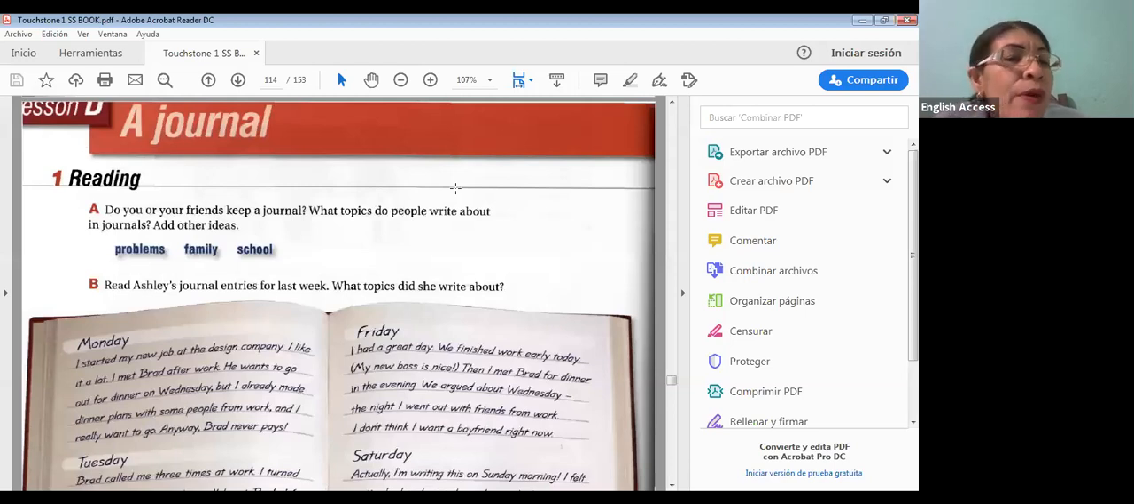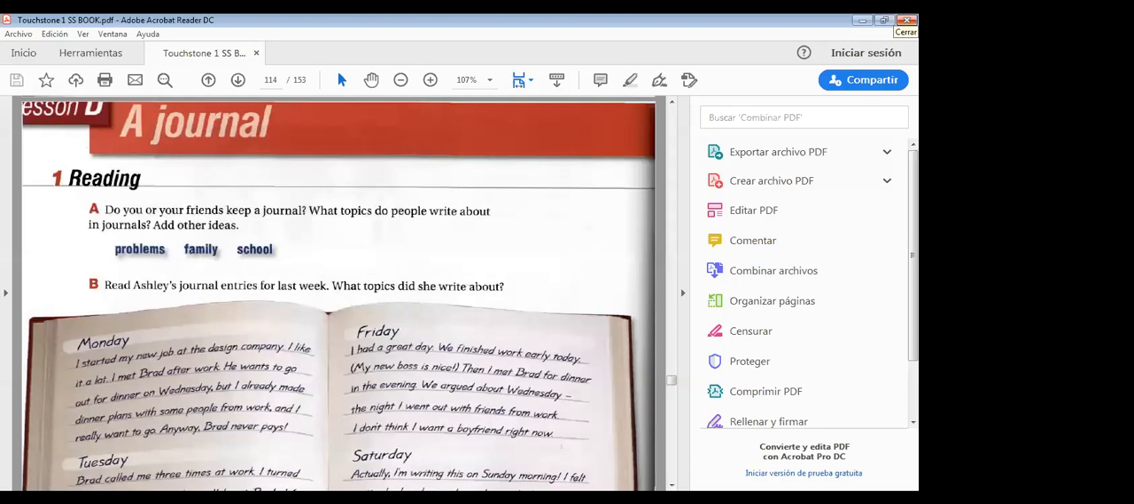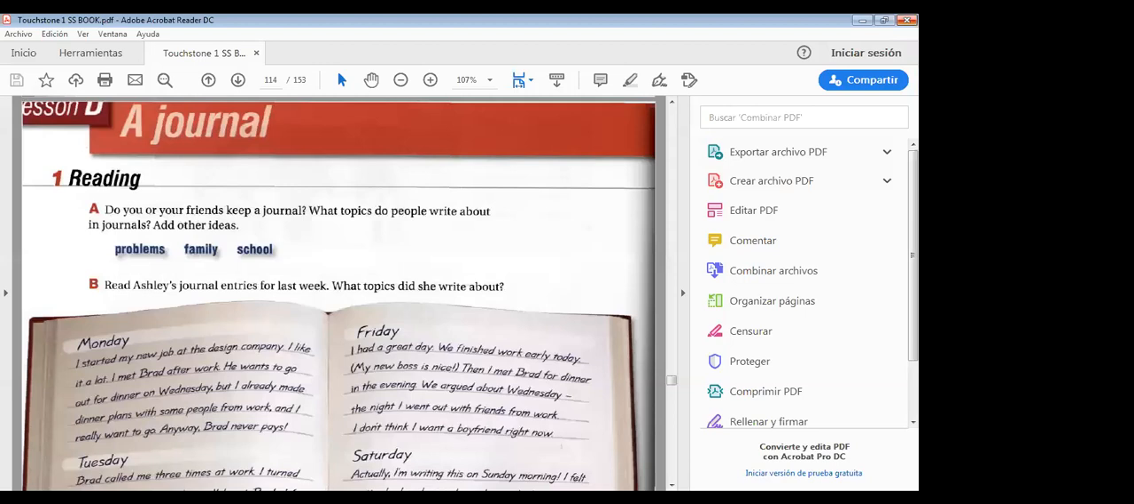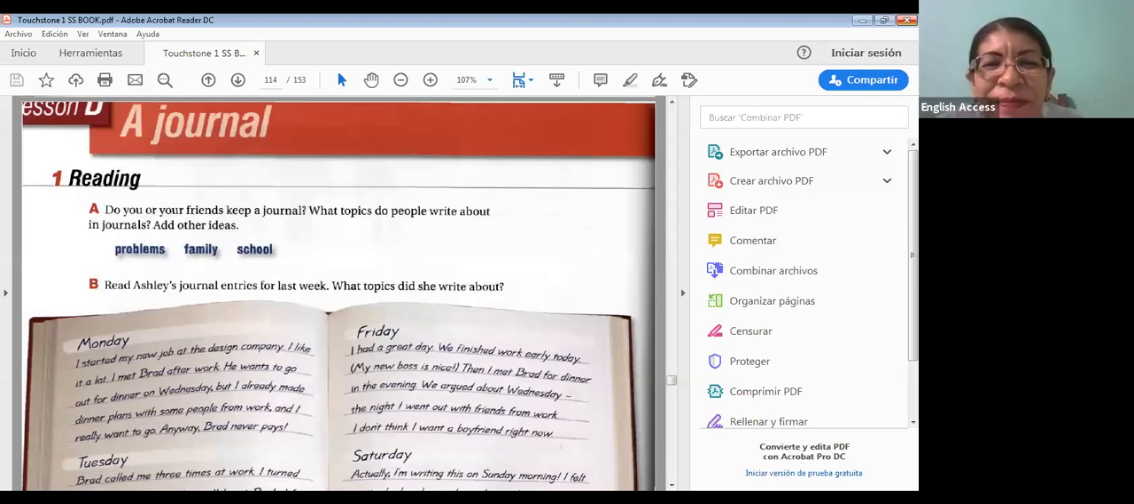In exercise 1A, we have some questions. Do you or your friends keep a journal? So what is your answer for this, Luis? For me, no. Any of your friends? No. Okay. Well, we have an idea about what a journal is.